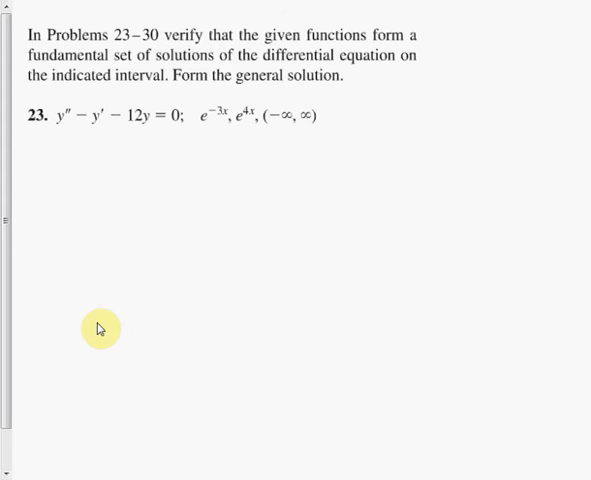So the way I do this is what I expect for you to do even on the test. Verify that the given functions form a fundamental set. Fundamental set means, anybody? If they form a fundamental set, what does that mean? That these functions are linearly independent. So that's all they're saying, that these functions are linearly independent on the indicated interval, which would be all real numbers.